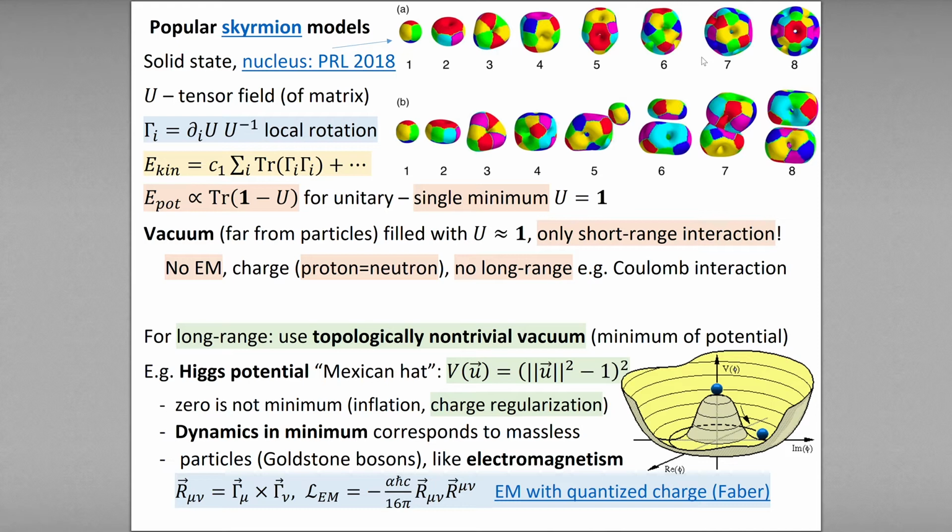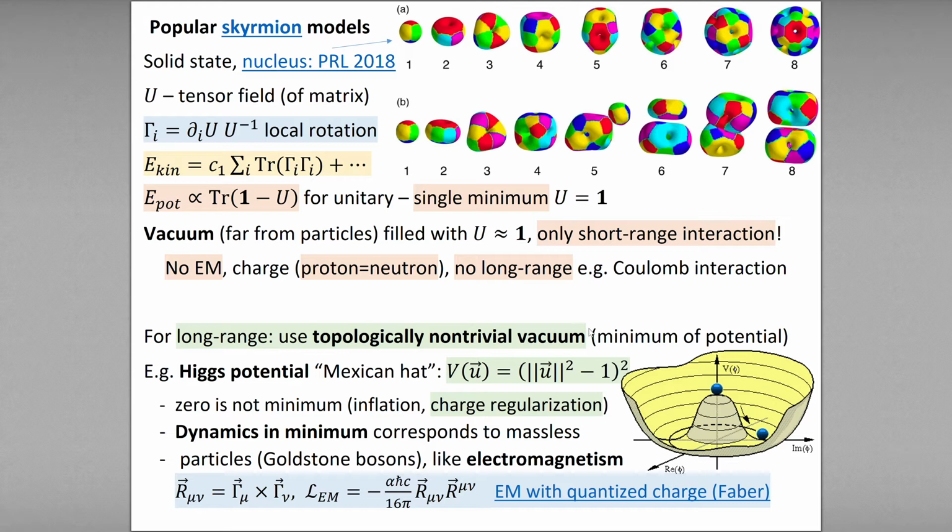So why don't they have an electric field nor charge? Because the potential they use is of this type, and this potential has only a single minimum. What does it mean? In vacuum, far from particles, the potential would like to be in the minimum, so it just goes to this single minimum. This way we cannot get long-range interaction, because the potential quickly forgets all the interaction. You have a nearly exponential decrease of memory. What's happening is because of going to this only minimum of the potential. So because of this single-minimum potential, they have only short-range interaction.